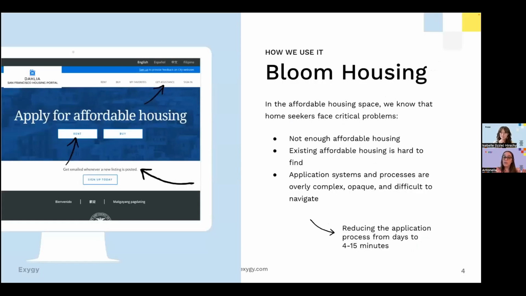The reason why we focus on this problem is because it's really hard for home seekers and low-income households to find and apply for affordable housing. With our products, we were able to reduce the application process from days to just 4 or 15 minutes on average.